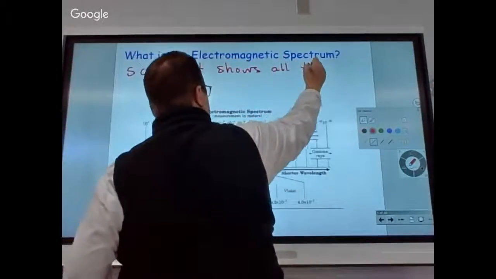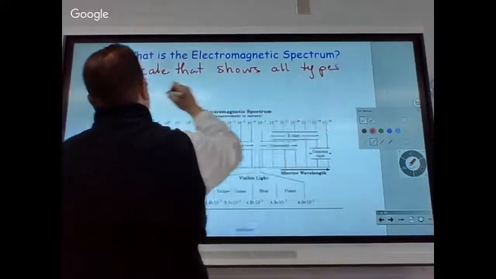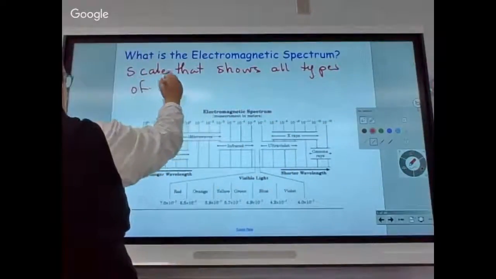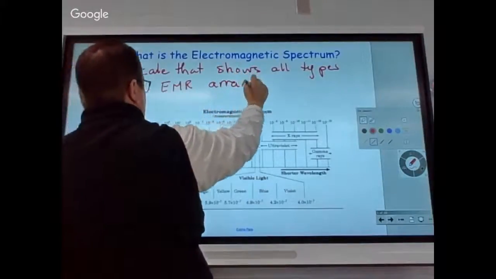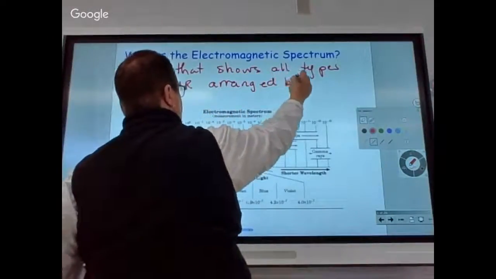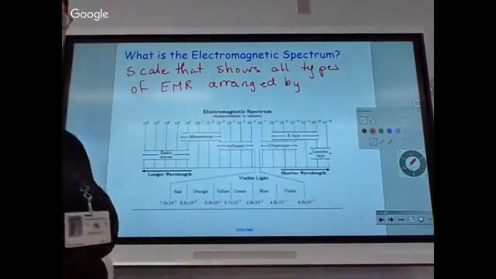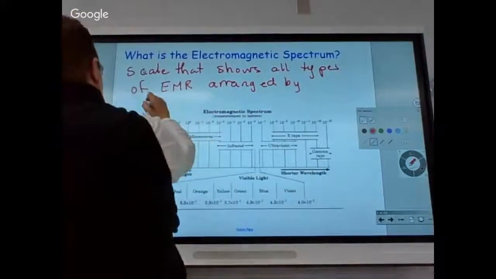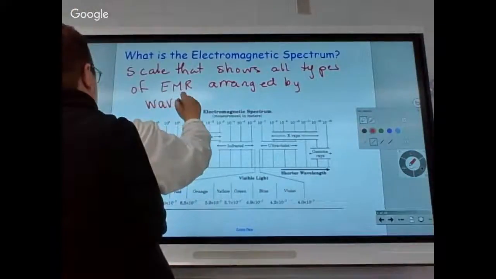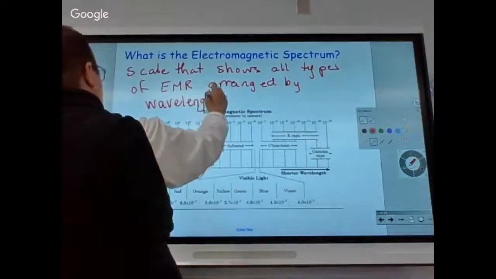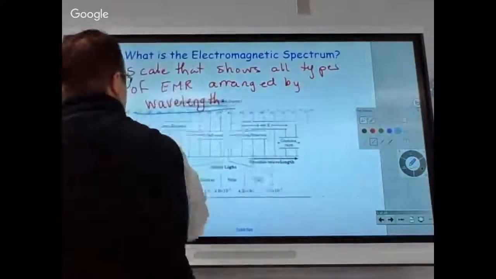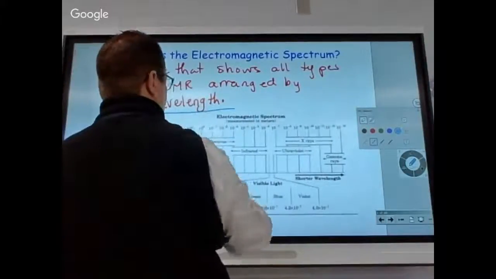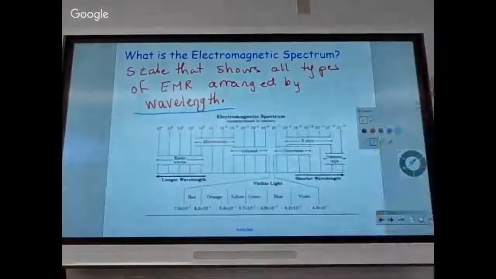all types of EMR arranged by what? Yeah. Now, I used our definition based on wavelength, because that's the way our electromagnetic spectrum is arranged.